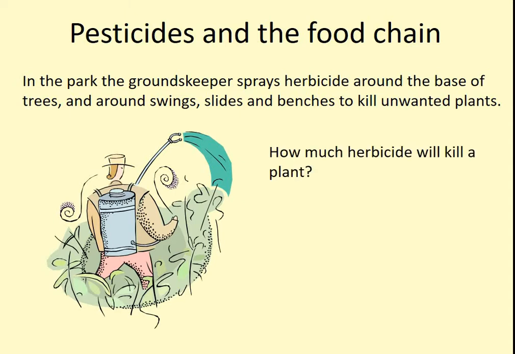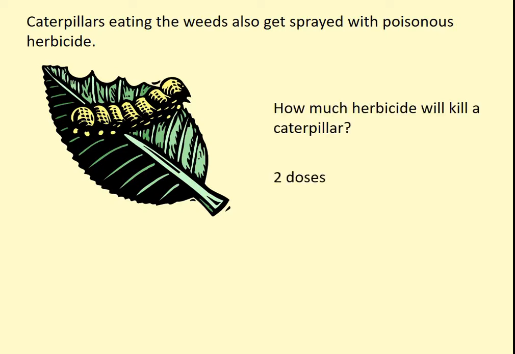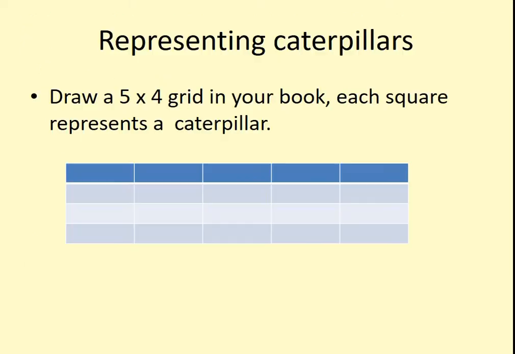How much herbicide will kill a plant? The answer is 1 dose. Caterpillars eating the weeds also get sprayed with poisonous herbicide. How much will kill a caterpillar? 2 doses. Caterpillars have not absorbed enough poison to kill them, but they carry the chemical in their bodies.